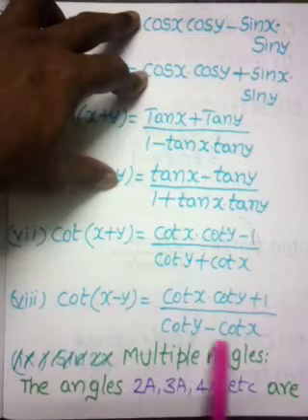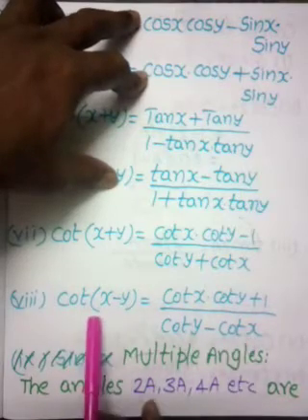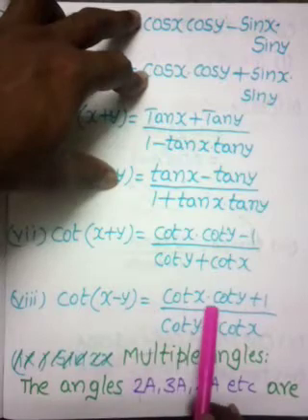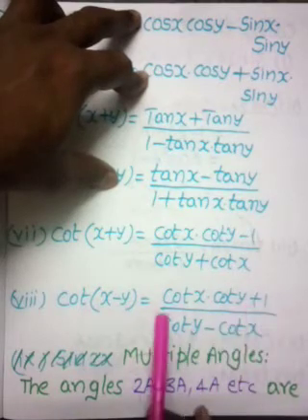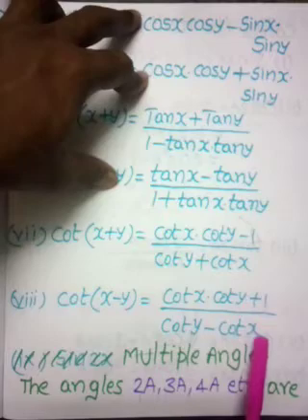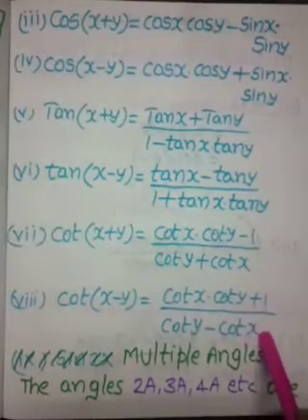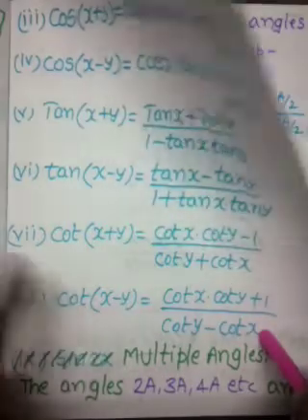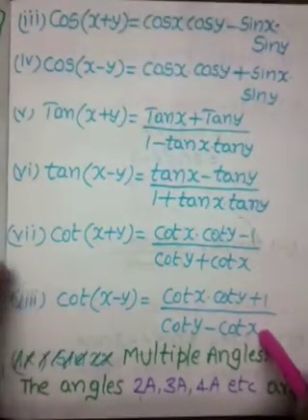I repeat this formula one more time my dear children, listen carefully. Cot of x minus y is equal to cot x cot y plus 1 whole divided by cot y minus cot x. Okay my dear children, these are all said to be trigonometric ratios of sum or difference of two angles.